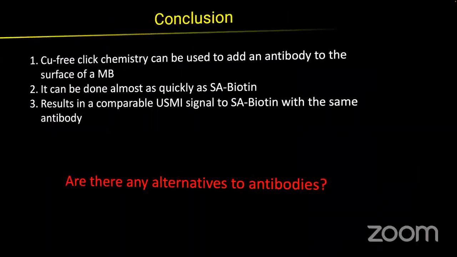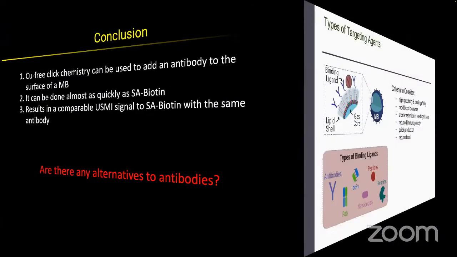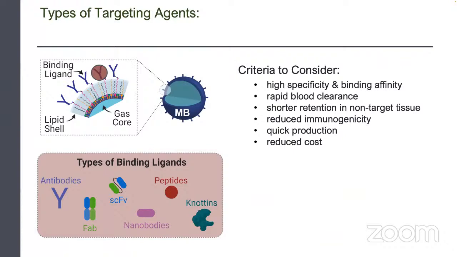What we really want now is an alternative to antibodies. Why do we want an alternative to antibodies? Well, there are lots of different types of binding ligands, but most of them are based on biological proteins. We have antibodies, antibody fragments, single chain fragments, nanobodies, knottins. These are all biological proteins. The problem with this is we have to grow them. So we identify them, we grow them in cells, and we have to isolate them. That makes them really expensive.